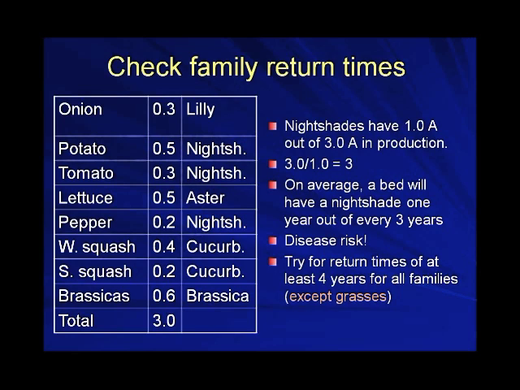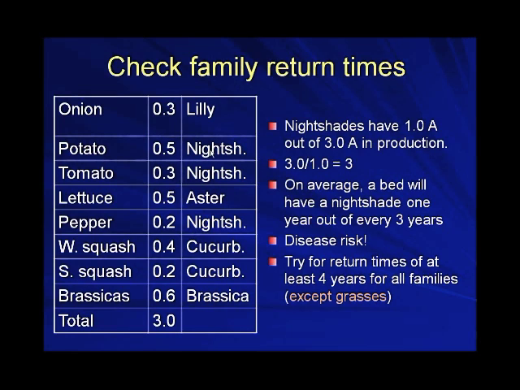And then once you've got the crop mix, you can check for family return times. This is a very important thing, particularly for vegetable growers. This column is the acreage of each crop. So we've got the crop, the acreage, and then the family. You add it all up, and it's a total of 3 acres. So this is a small farm.